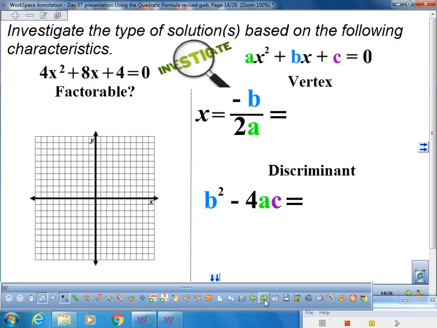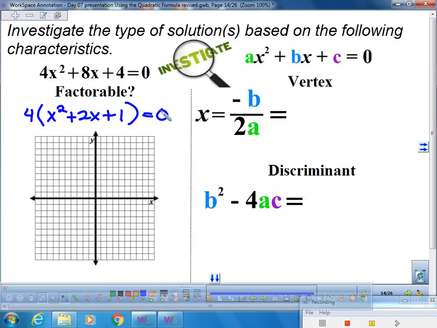What's factorable about it? Yes. It's got a GCF of 4. So I can pull out a 4, and I get x squared plus 2x plus 1. Is this factorable? Can we factor it?